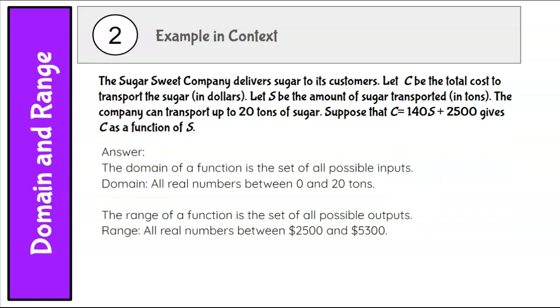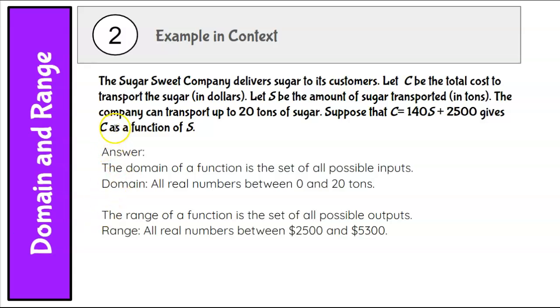Moving on past definitions, we're now going to look at an example in context. The Sugar Sweet Company delivers sugar to its customers. Let C be the total cost to transport the sugar in dollars. Let S be the amount of sugar transported in tons. Okay, S is sugar, C is cost. Got it. The company can transport up to 20 tons of sugar. That's a lot of sugar. Suppose that C equals 140 times S plus 2,500 gives C as a function of S.